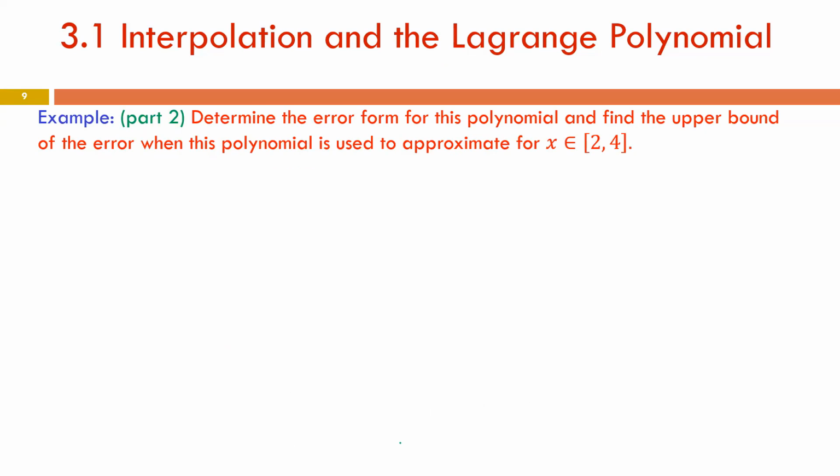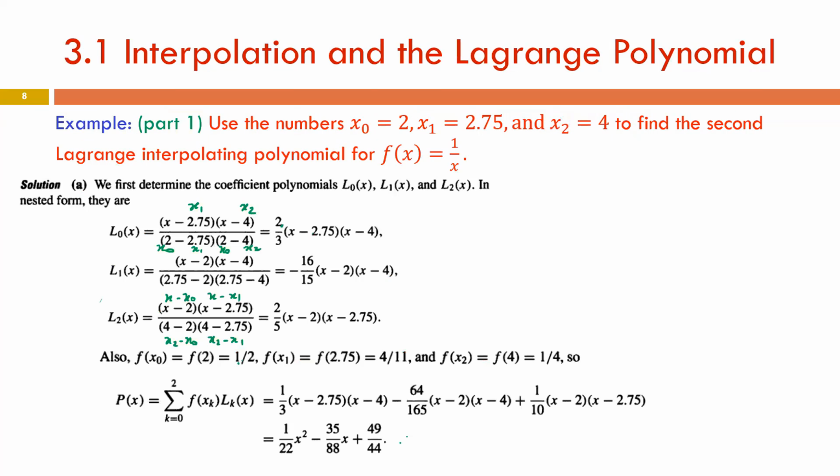The second question is about the error. You want to be confident, so we'll not use 1 over x in our calculation, but we'll use this polynomial of degree 2. What if we replace f by p? What is the maximum error we are making?